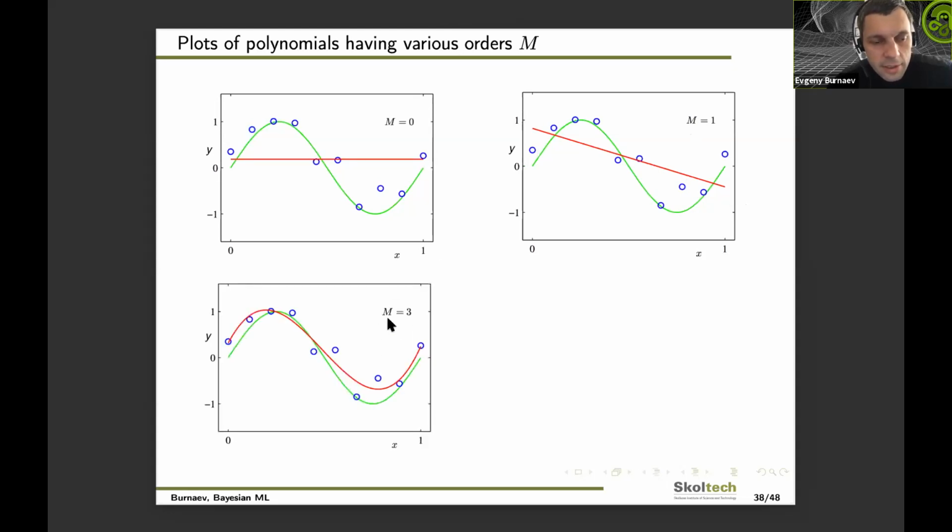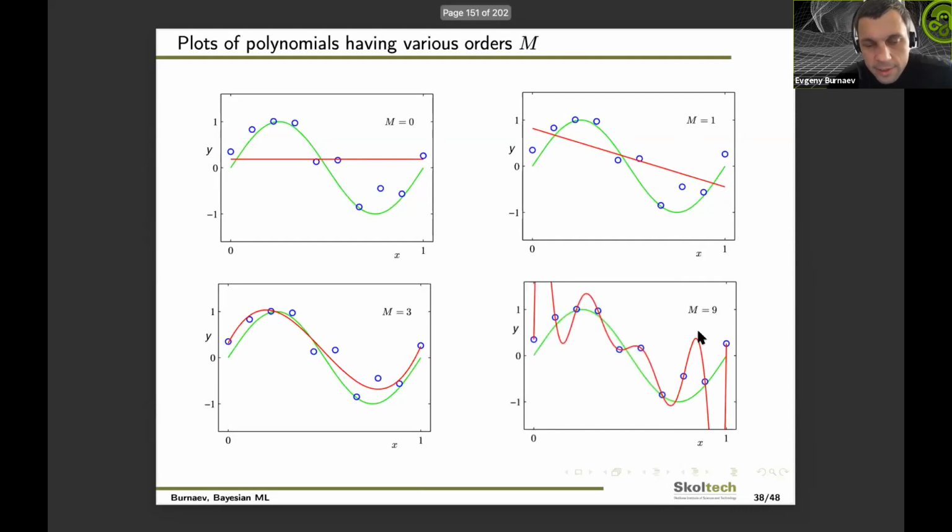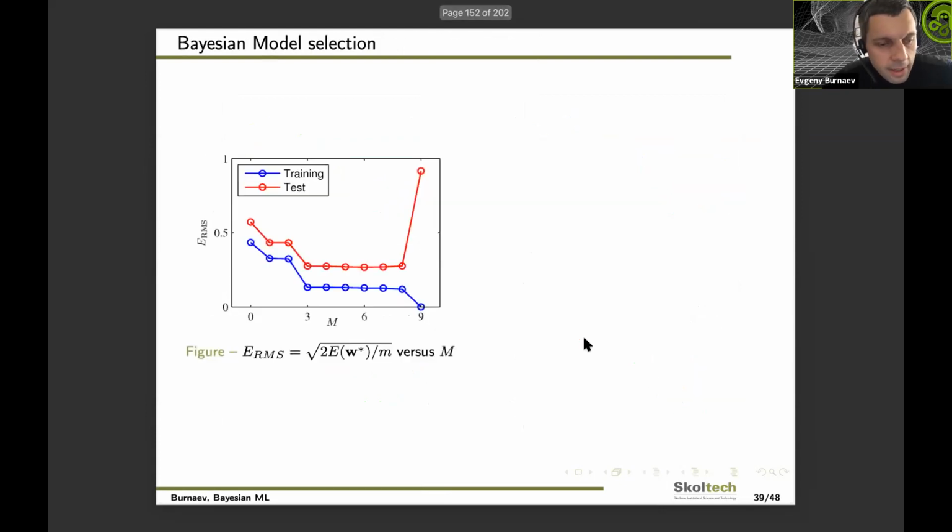Of course, we see that when m is equal to 3, that is, we consider a cubic polynomial, the fit is very good. And in case we consider the polynomial of 9th degree, the fit is very bad. That is, the error on the train sample is 0, but the error on the test set is very big. And this is the standard thing. The error on the training set goes down with respect to the number of coefficients m, but the error on the test set, with respect to the number of polynomial terms, goes up quite fast.